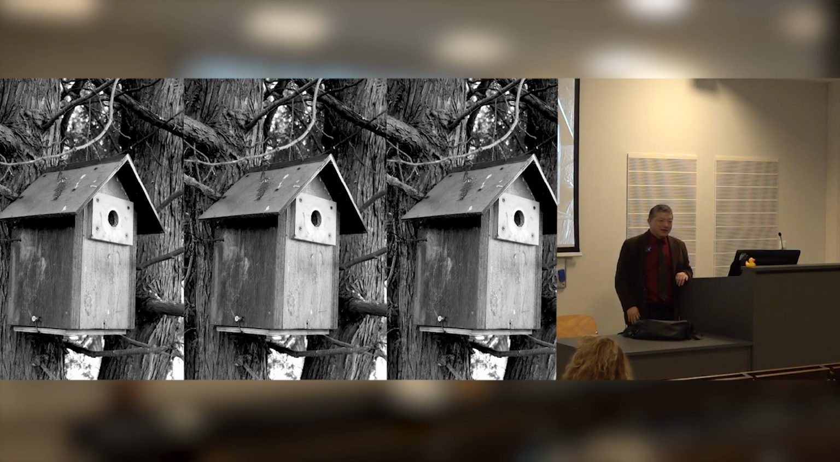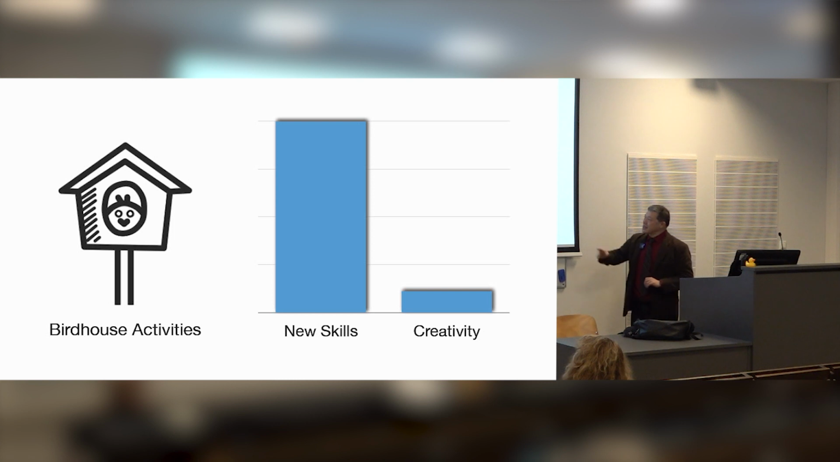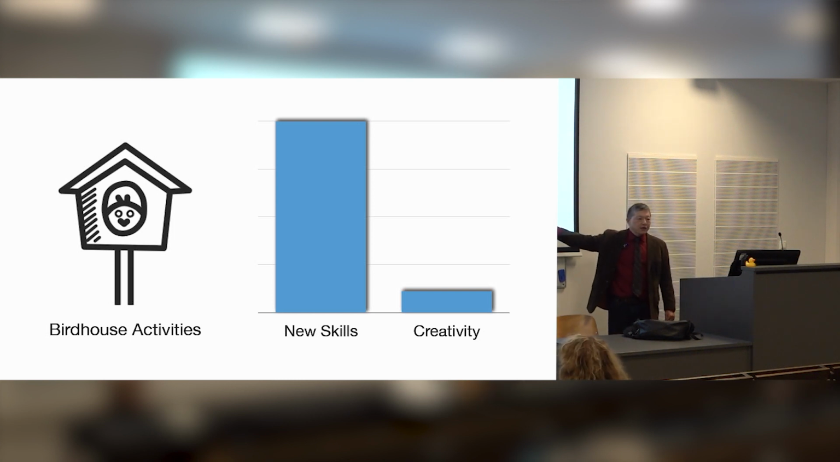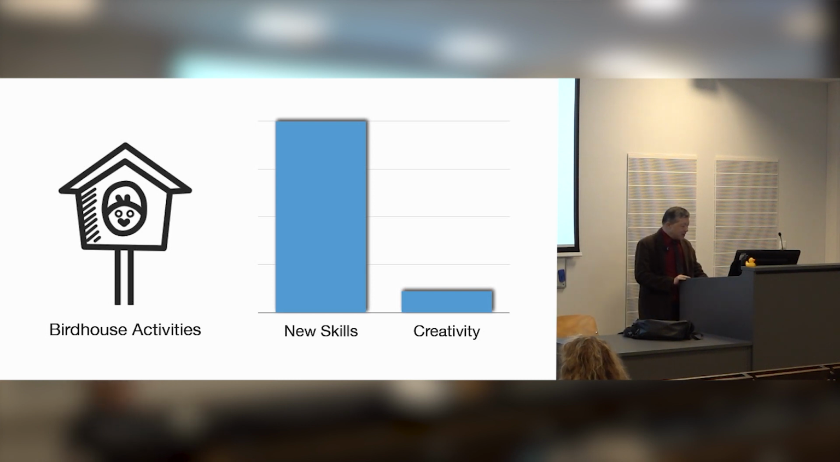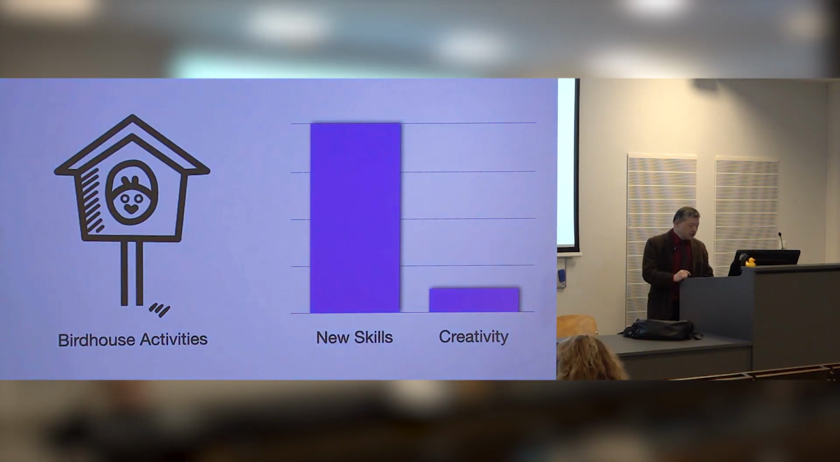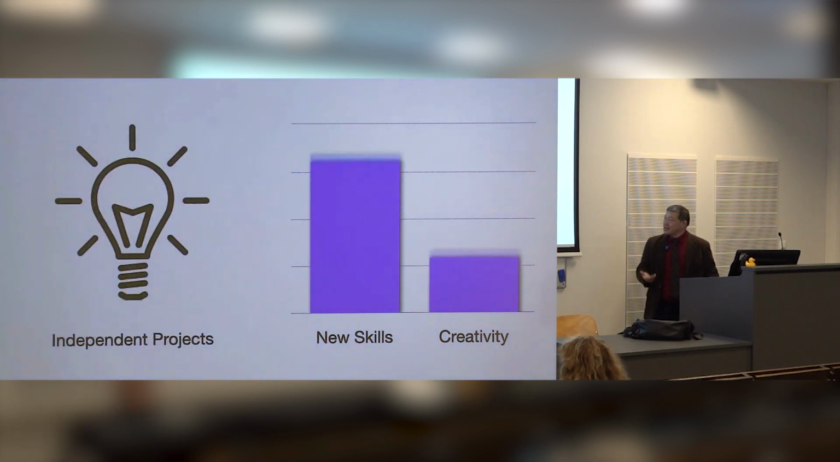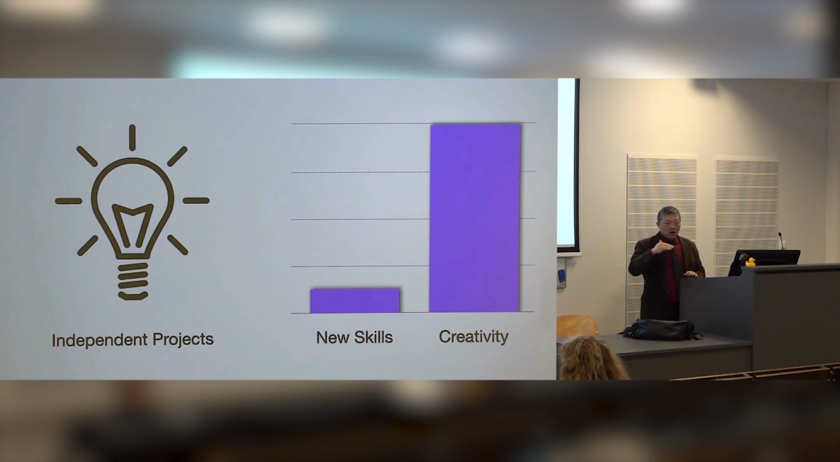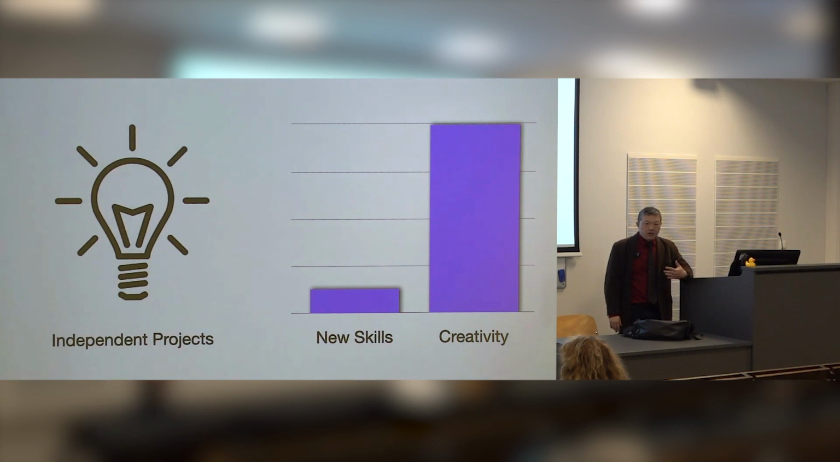But don't stop there. Don't stop after the birdhouse activity. You want to go beyond that, because birdhouse activities are very high on new skills, because everything they're learning is new, but they're very low on creativity. There's not really many ways you can differentiate a birdhouse. You can maybe paint them a different color, but it's still basically a birdhouse. So we want to give kids opportunities to do independent projects after the birdhouse activity. The independent projects are low on new skills, because I'm not asking you to learn new skills, but they're very high on creativity, because I want you to think creatively and build a project that you care about.